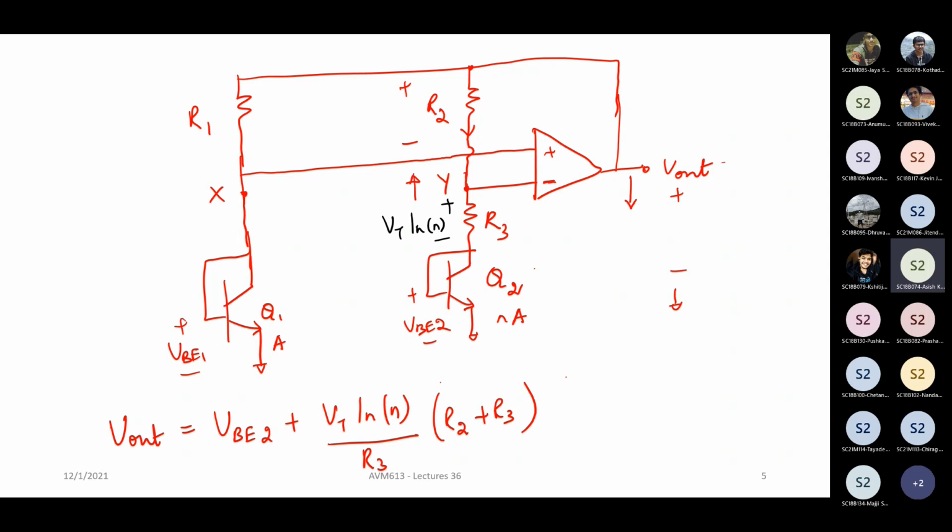Okay, sir. But it is also connected to that positive terminal, like through R1. So won't it affect that also? Yeah, if this is coming down, basically you're reducing the current in both the things. Okay, sir. Right.